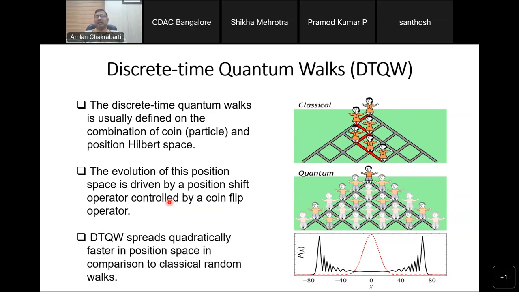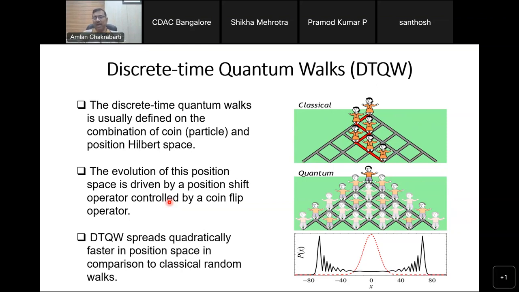And then this coin is the actual trick. If you can tweak the coin, if you can choose a proper coin, then the position where you have found your search true can be amplified. This position state can have a higher amplitude where the search is true compared to the positions where you find the search is false.